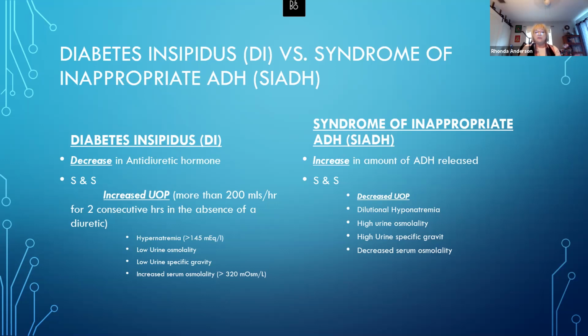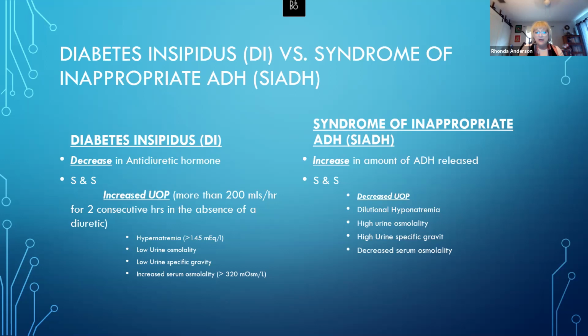So every now and then we may treat them with mannitol to bring down the ICP, or with Lasix to get rid of excess volume, but we can overdo it. But in diabetes insipidus, if we didn't give one of these agents and the patient's putting out urine more than 200 milliliters an hour for more than 2 consecutive hours, then we need to screen them for DI. So what you'll see is hypernatremia. Their sodium will be greater than 145 milliequivalents per liter.